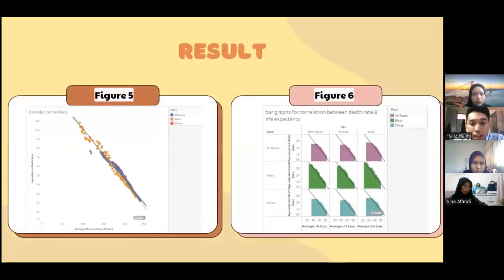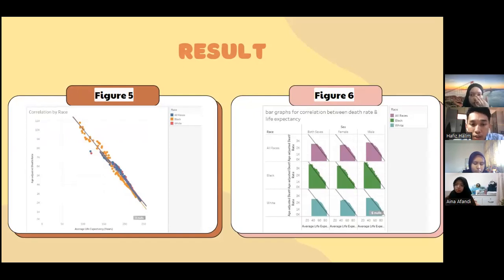for figure 5, this is the scatter plot for correlation between death rates and life expectancy by race. And this scatter plot shows a negative trend and strong negative correlation. This means the correlation between life expectancy and death rate in the US will remain negative even if it is affected by both races, which are black and white people.